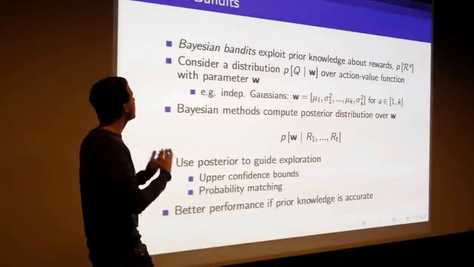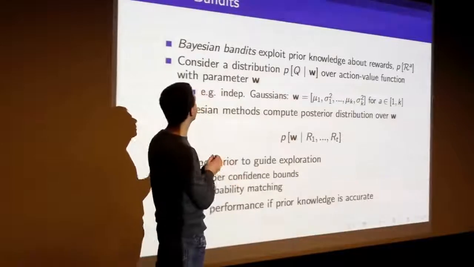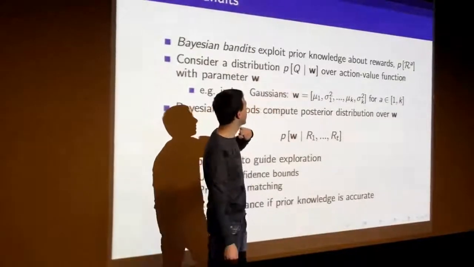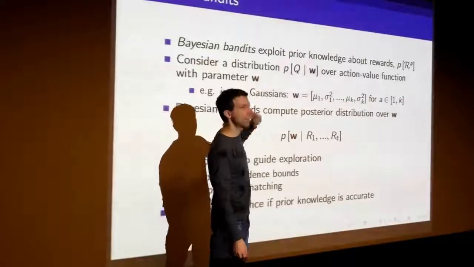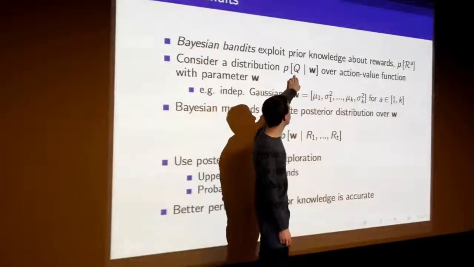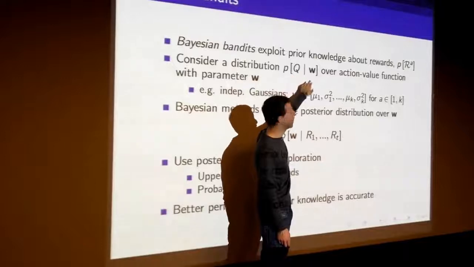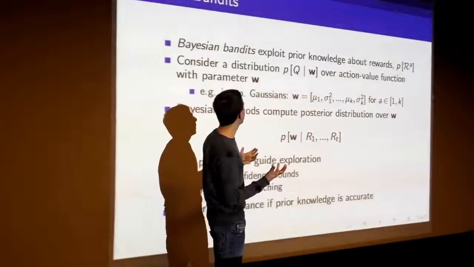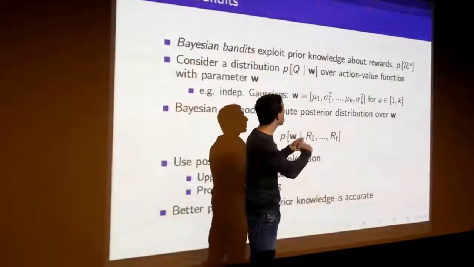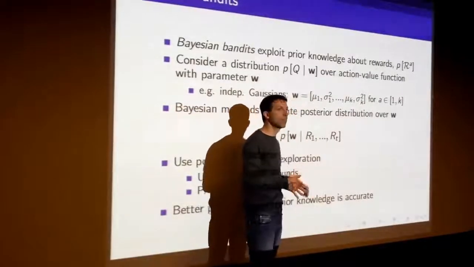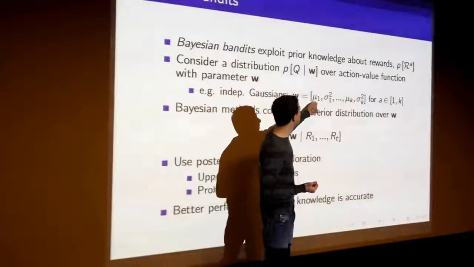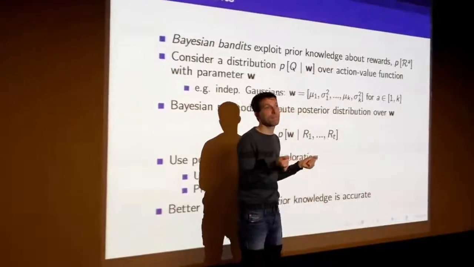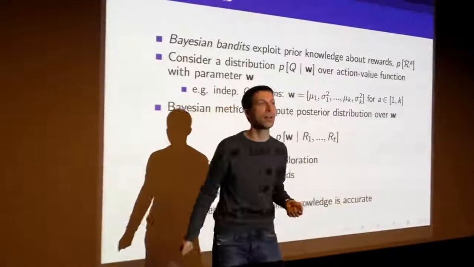And so the Bayesian bandit does that by starting off with some distribution over the action value function that's parameterized. So we have a parameterized distribution, so we have some distribution over our Q values, parameterized by a parameter vector W. And what the Bayesian approach does is it starts to, with experience, update these W's. So an example of the W's would be the means and the variances of each of our arms, the Q values for each of our arms.